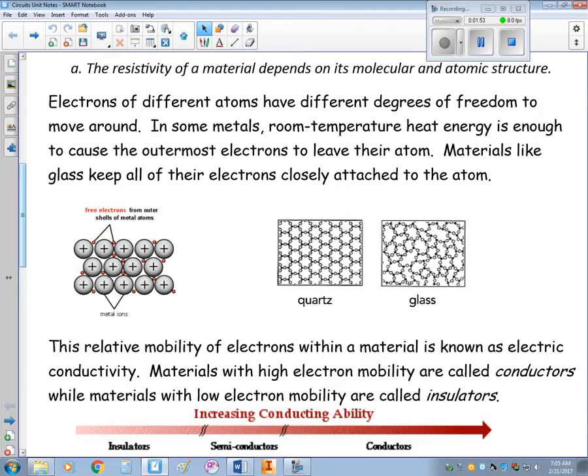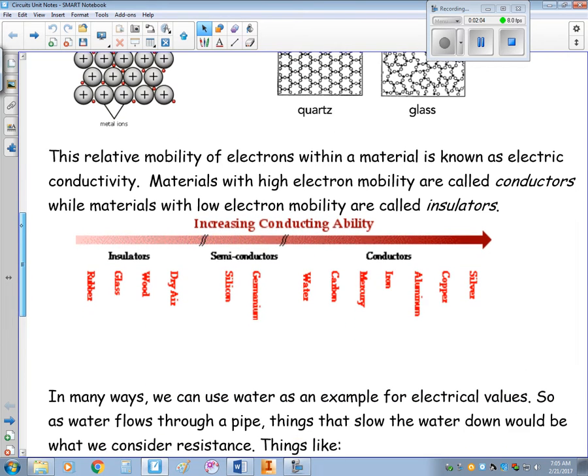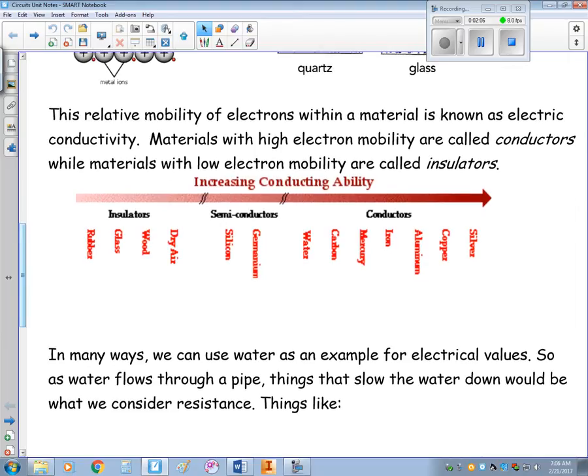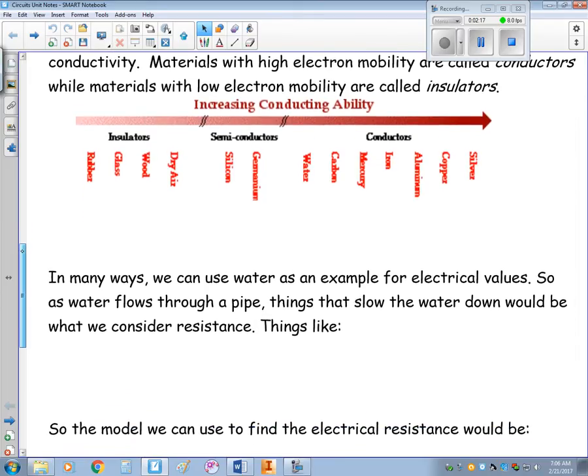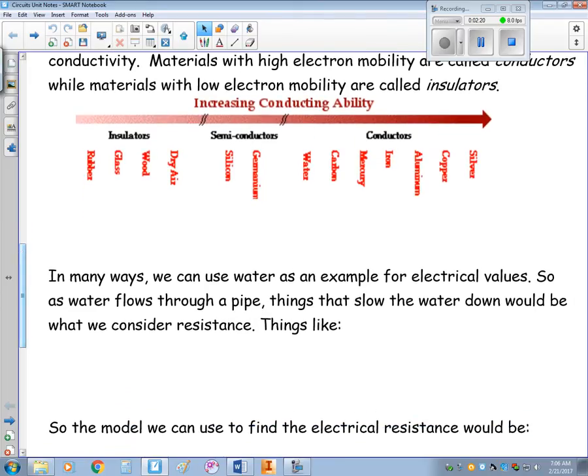Materials like glass, however, keep all of their electrons closely attached, so the electrons have no or very little degree of freedom. This relative mobility of the electrons is what's known as electric conductivity. Materials with high electron mobility are called conductors, while materials with low electron mobility are called insulators. Here's a quick little graphic showing you going from insulators to conductors. We also have semiconductors in the middle.